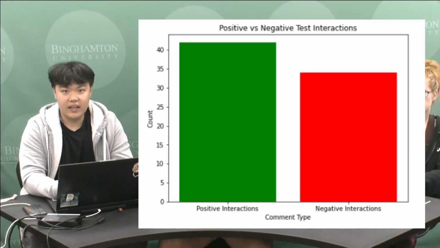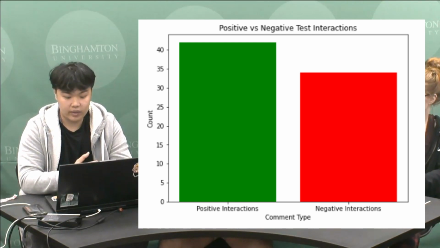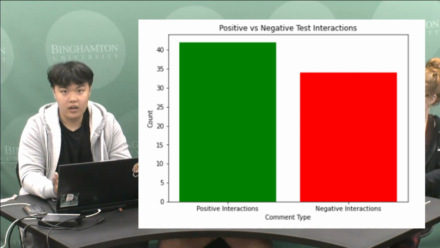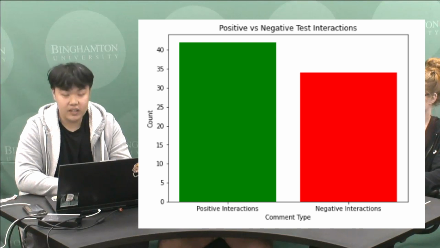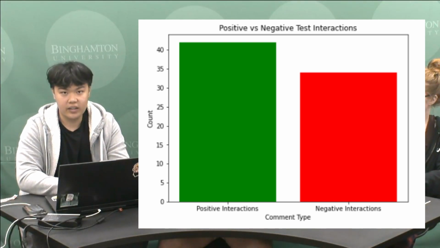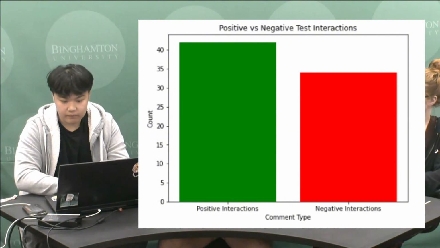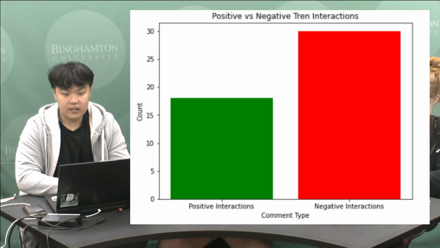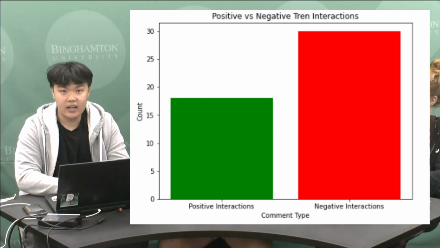Our third PED that I looked at was test, and this is where the results sort of flipped, as there were now more positive interactions on Reddit than negative interactions. Of the 100 interactions that we looked at, 53% of them were positive, while the remaining 47 were negative. And finally, for Trend, this is where we saw the most negative posts, as Trend had 70% of the posts come back as negative, while the remaining 30% came back as positive.